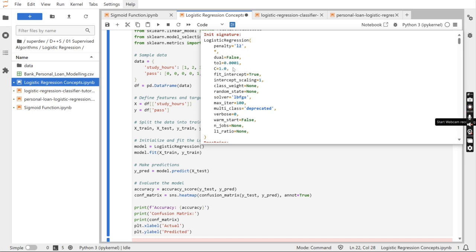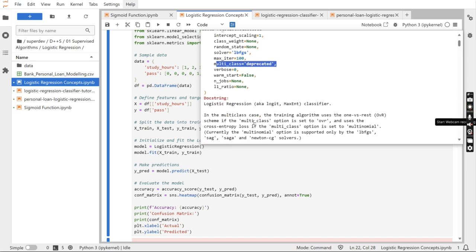Next, you have the C value, and you have the penalty, what type of penalty you are going to impose, which is your ridge regression or lasso regression. L1 ratio is not needed here, so it's none. And how many iterations: by default it will try to calculate 100 times. Because it's a binary problem, you set multi-class as none, it is deprecated. But usually, if you have multiple classes, then you will set it as OVR, one versus rest, or you will set it as multinomial.